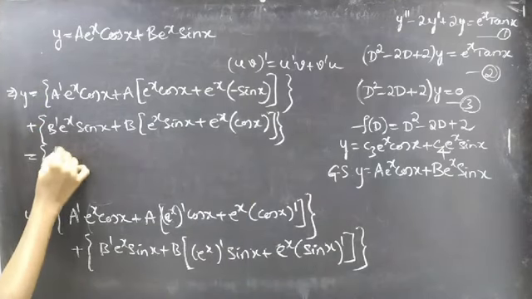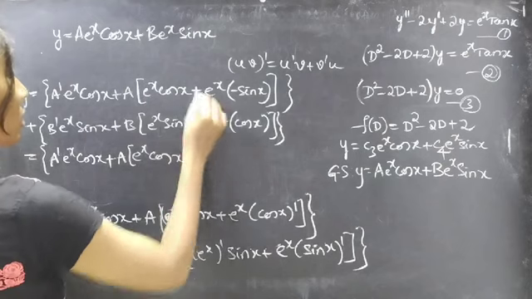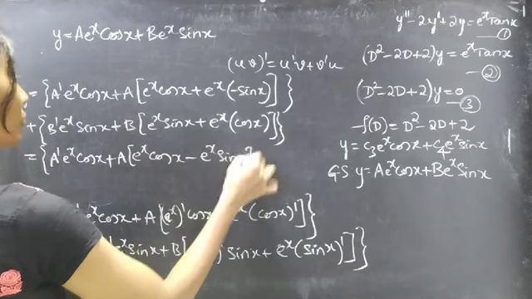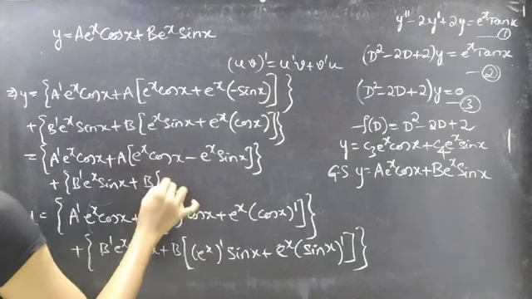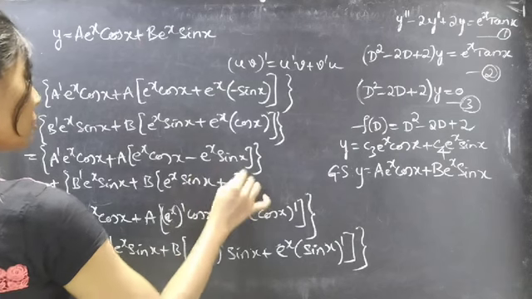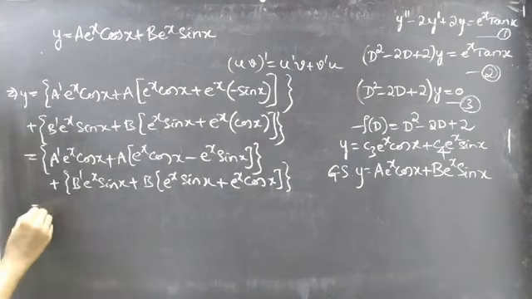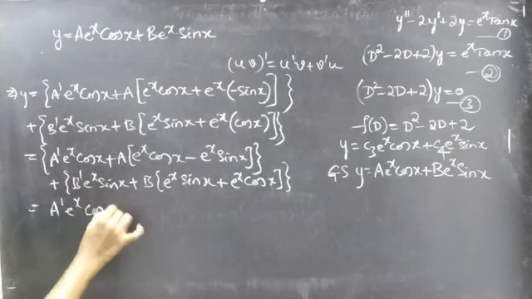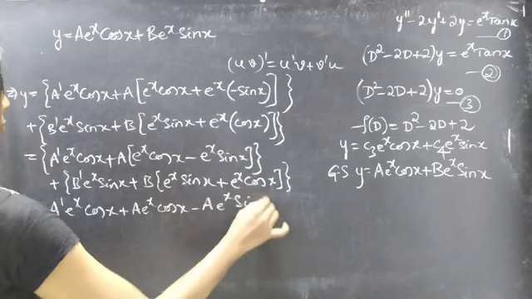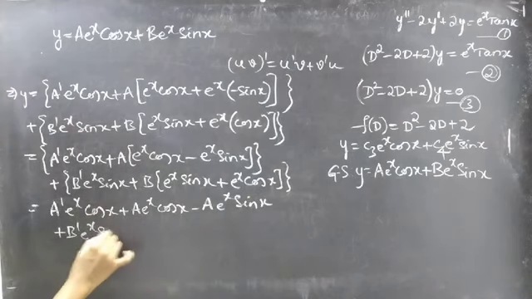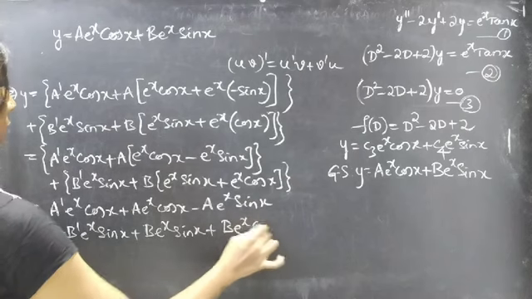This gives us a dash e power x cos x plus a into e power x cos x plus e power x into minus sin x, plus b dash e power x sin x plus b into e power x sin x plus e power x cos x, which gives us a dash e power x cos x plus a e power x cos x minus a e power x sin x plus b dash e power x sin x plus b e power x sin x plus b e power x cos x.